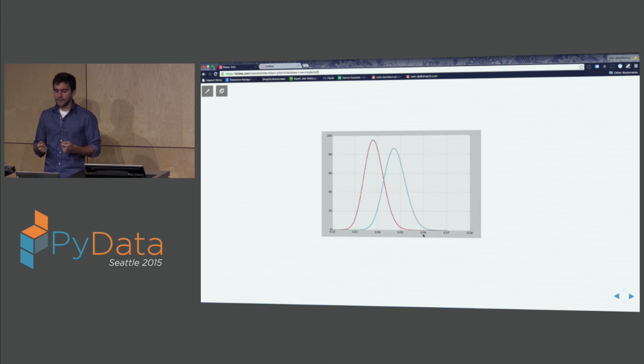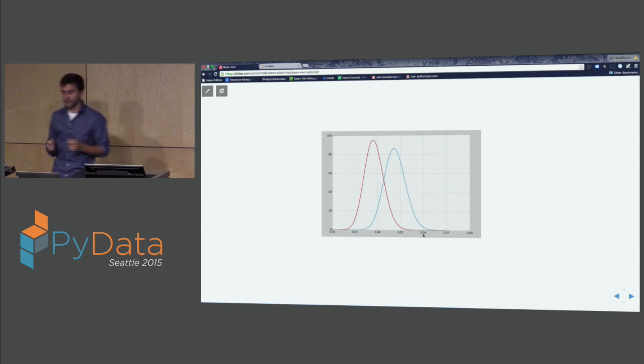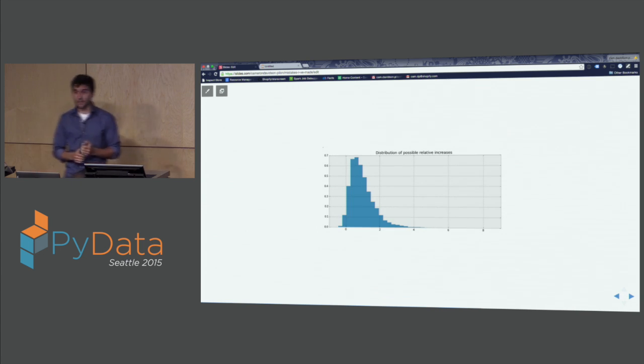So what I should have done next, and what I didn't do, is start sampling from these distributions. So I sample from the red distribution, I sample from the blue distribution, and I compute the relative increase. So sample from 1, I get P of A, sample from 2, I get P of B. So I have P of A minus P of B divided by P of B. That's the lift. And I can do that thousands of times because it's cheap. And if I did that, what does the distribution of those relative increases look like? And it looks like this.